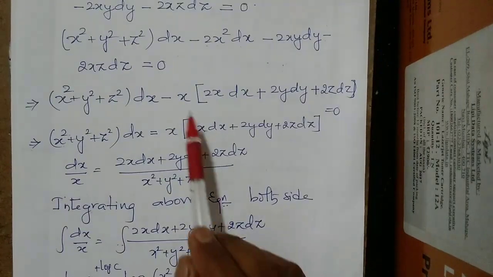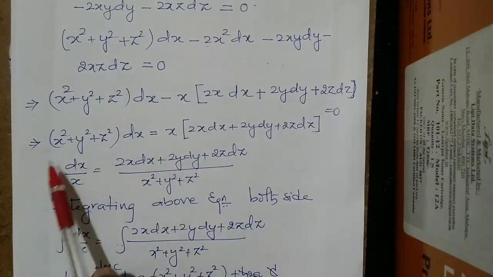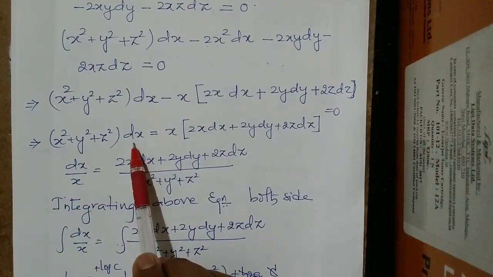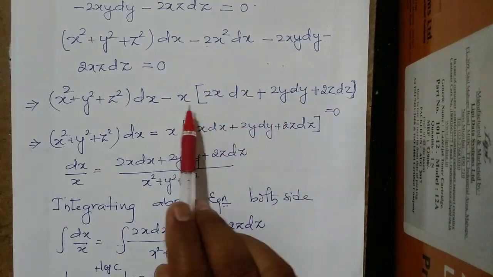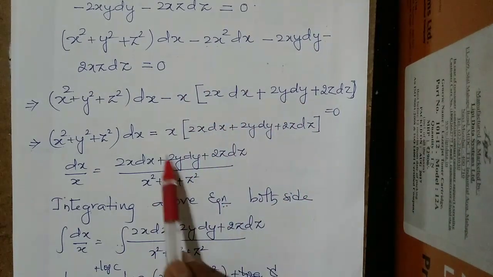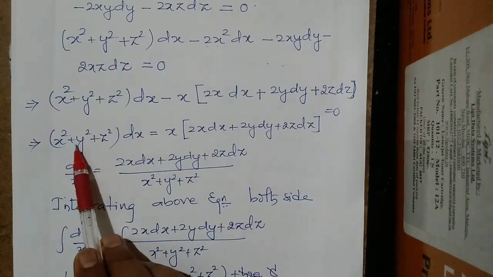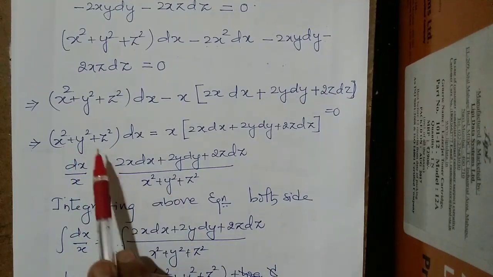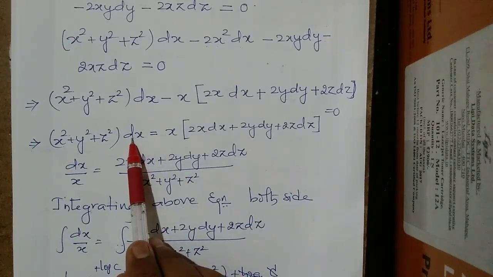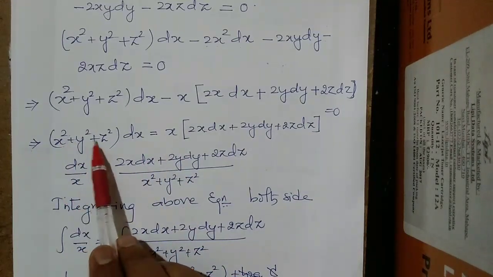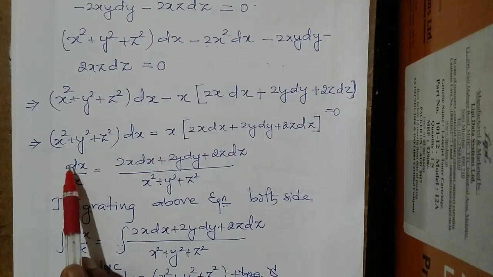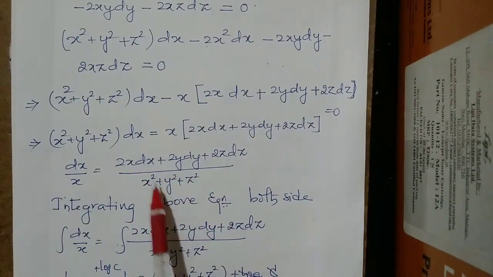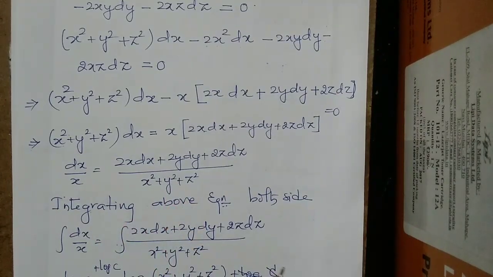Now I will take this full negative term to the RHS. So x square plus y square plus z square dx is there, and this completely comes to the RHS, in place of 0. Now this x I will take downside. This x square plus y square plus z square I will take to the opposite side. x is coming, dividing the dx, and x square plus y square plus z square is dividing the whole thing. Now x is with this, and here x, y, z are with complete x, y, z. So variables are separated here.